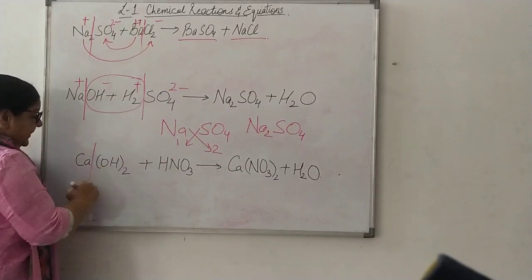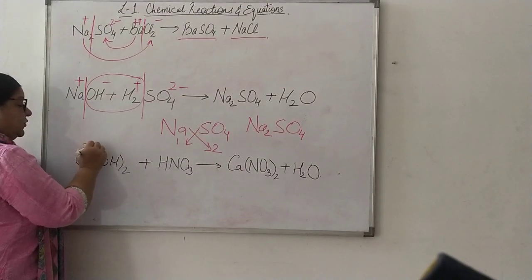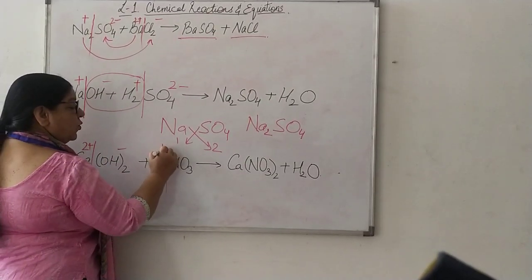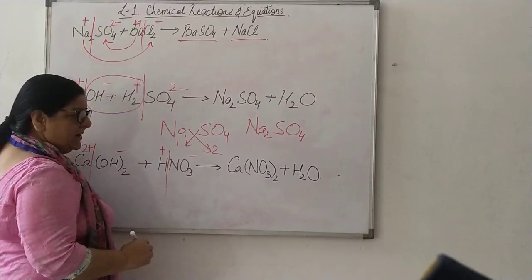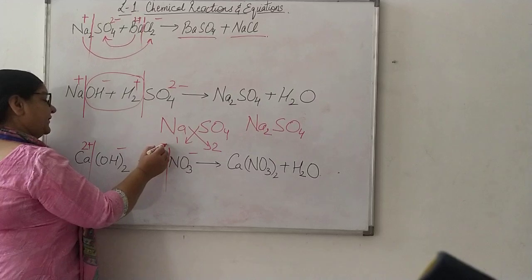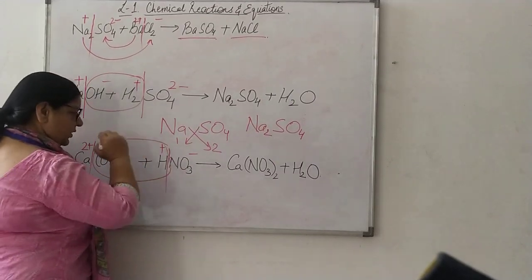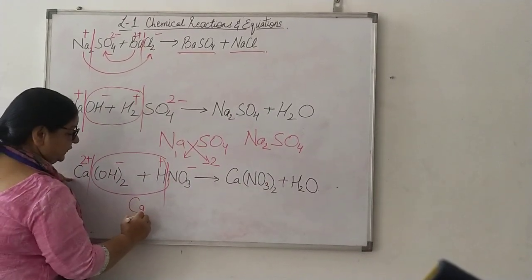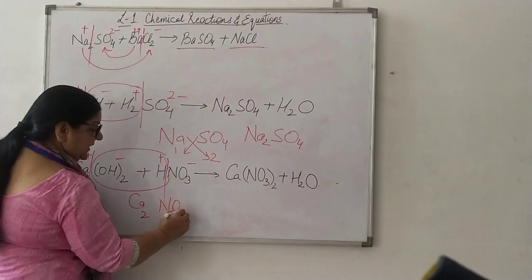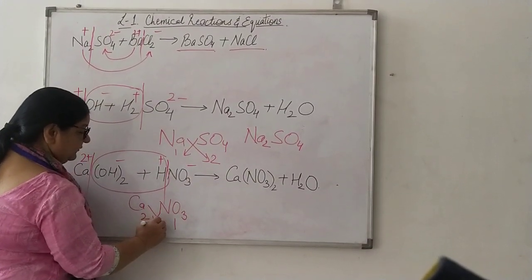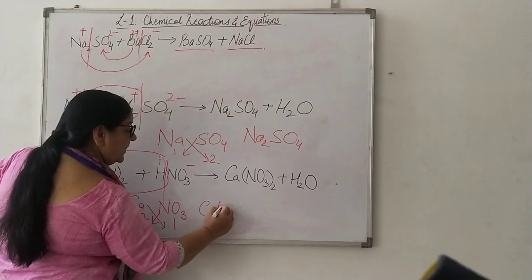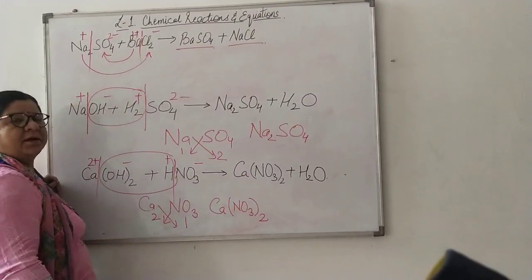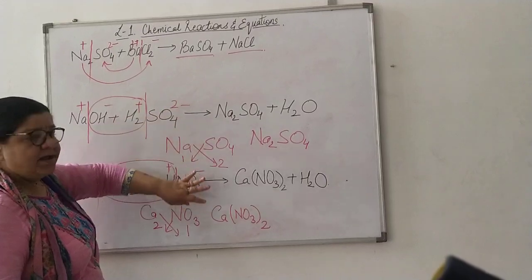One more example we will take. Calcium 2 positive, OH 1 negative. Same way, H 1 positive, NO3 1 negative. Now again, H and OH, as I told you, will always form a water molecule. Ca has valency 2, NO3 has valency 1. So what will be formed? Ca(NO3)2. A radical we always write in the bracket, and 2 will come here. So this is how we write the equations.